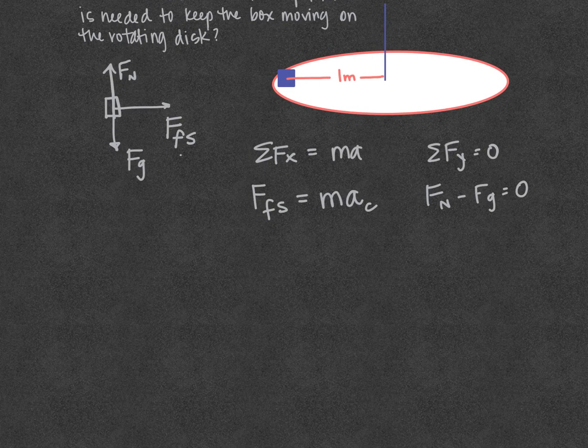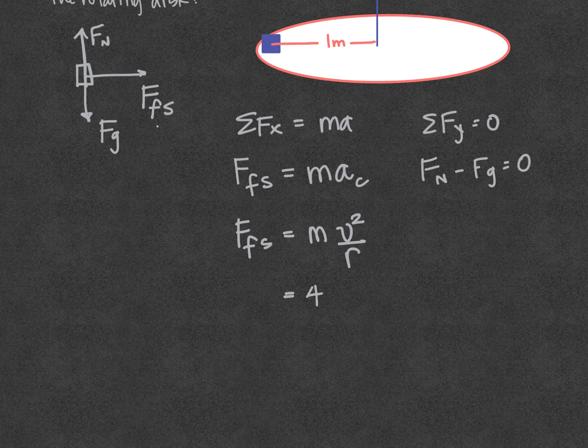So let's substitute in. So our force of friction would be equal to m, and then this centripetal or center-seeking acceleration is v squared over r. The mass was 4 kilograms. The velocity is 2. Don't forget to square it. And the radius was 1. So then we'll have 4 times 4, or 16 newtons.